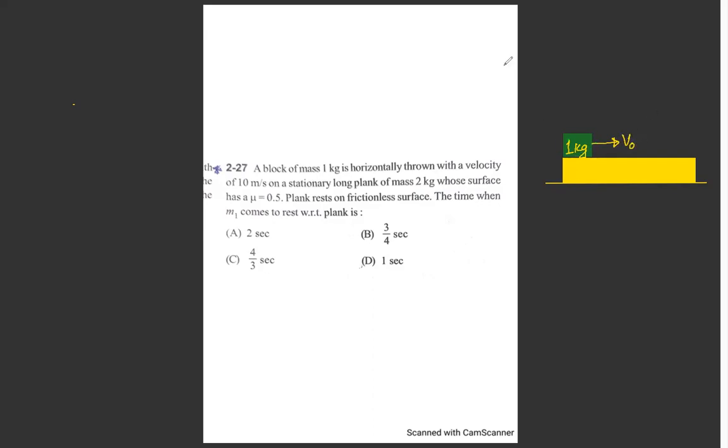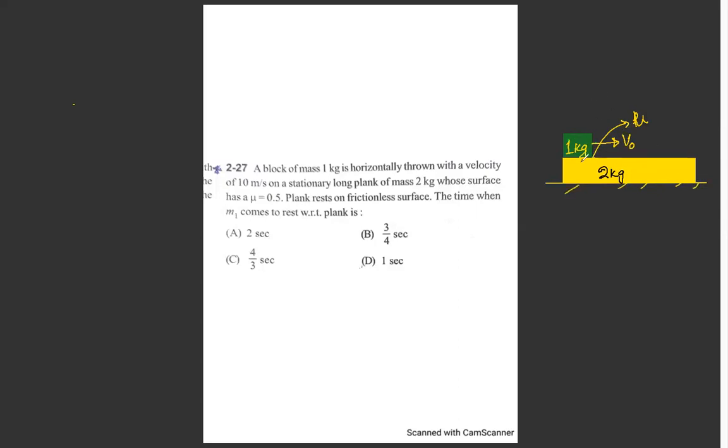And it is kept on a stationary plank of mass 2 kg. So the plank's mass is given as 2 kg over here. But friction is present between the plank and the block. So here we will have friction. If this part is rough and this is not rough, like this is a smoother one.